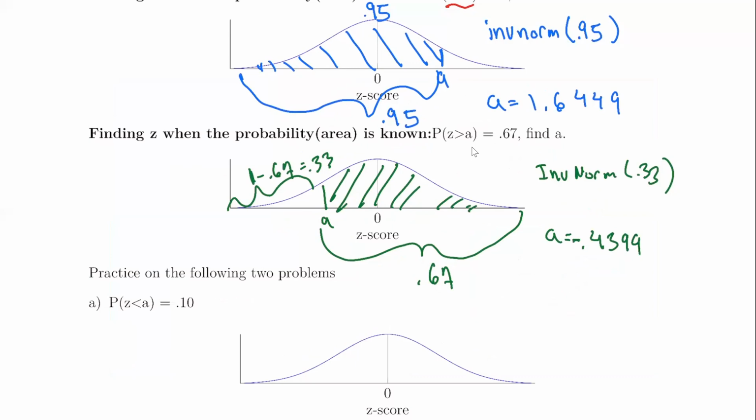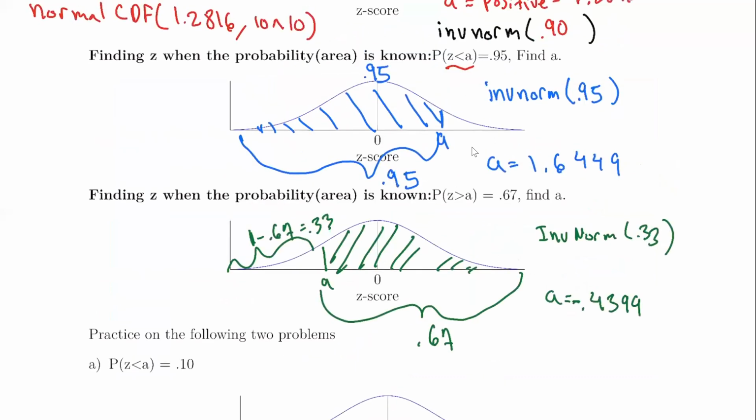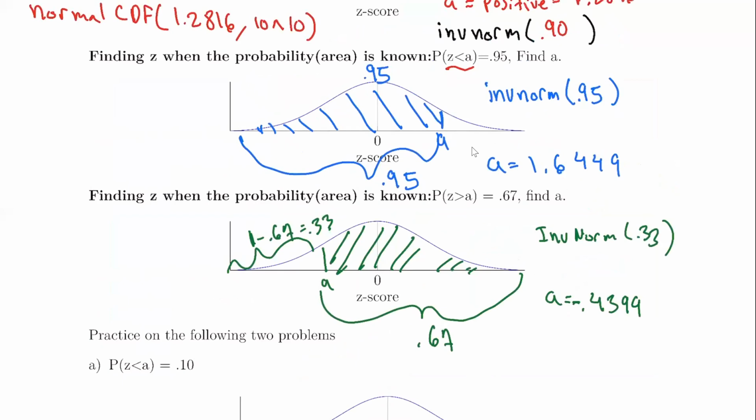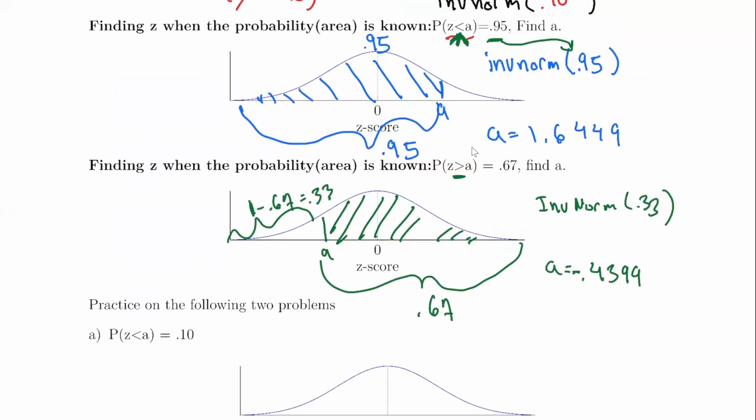There's some people asking in the chat, how come for the last one I didn't do it? Well, for the last one, if you look at it, we have the less than symbol. So when we have the less than symbol, whatever the probability is here, you put that probability in here. But if you look at this one, it says greater than. So for this one, you have to do 1 minus the 0.67.